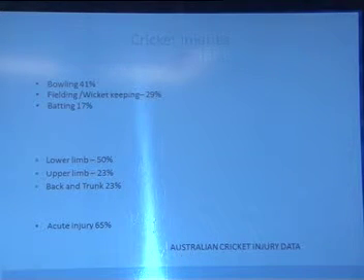The common injuries are from bowling. This is not only about the shoulder, it covers everything. On this slide, bowling is 41%, fielding and wicket keeping 29%, batting 17%, and the lower limb is the common site of injury. Upper limb is only about a quarter of all the injuries that we see. Acute injuries are 65% of them, so what we see in shoulder practice are chronic overuse injuries.